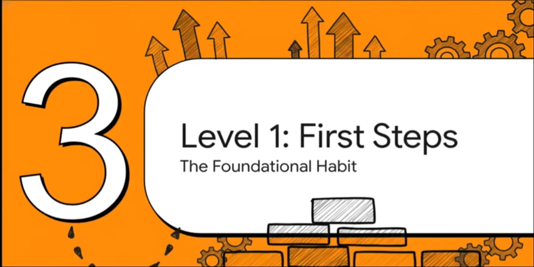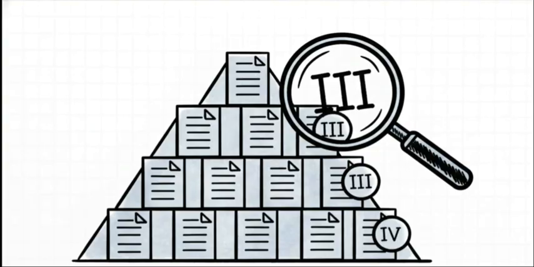Okay, this all sounds great in theory, but how do you actually do it? Well, it all starts with level 1. This is the absolute first step. And level 1 is really just one thing: version control. That's it. It's the bedrock, the absolute foundation of everything else we're going to talk about. It's just the simple act of keeping track of the different versions of your stuff.